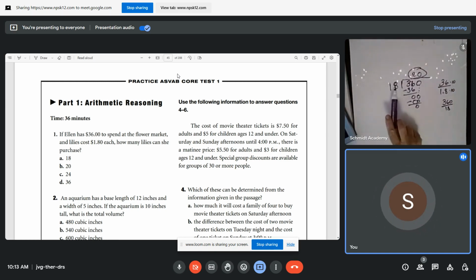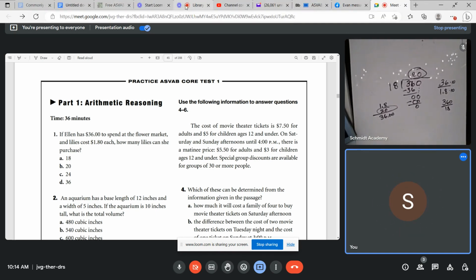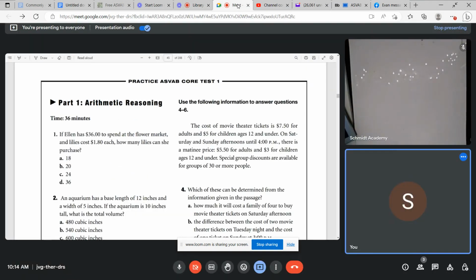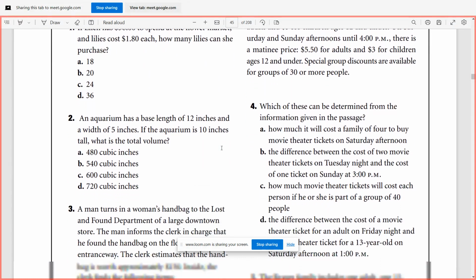So 20 times 18 is 360. Or we know that 1.8 times 20 would be 36. Same thing, okay? So our answer is 20. So for number one, you should get B. Okay, we'll go on and do number two.